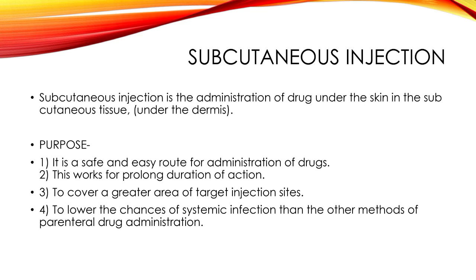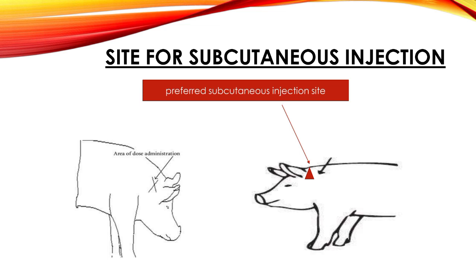To cover a greater area of the target injection site, the subcutaneous injection is preferred. And to lower the chances of systemic infection compared to other methods of parenteral drug administration, the subcutaneous injection is preferred. The site for subcutaneous injection is chosen where there is loose skin in any part of the body, but in pigs, the most preferred site is just behind the ear at the neck region. One can give a subcutaneous injection by tenting the skin.